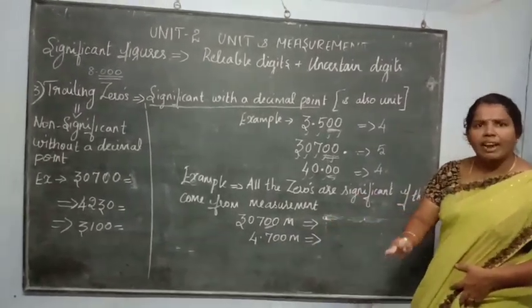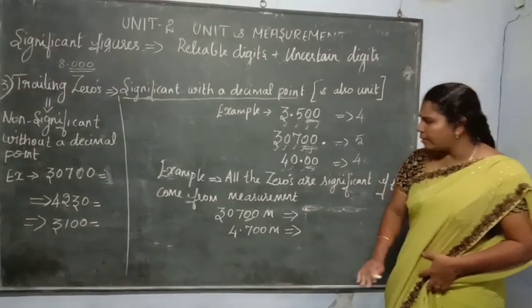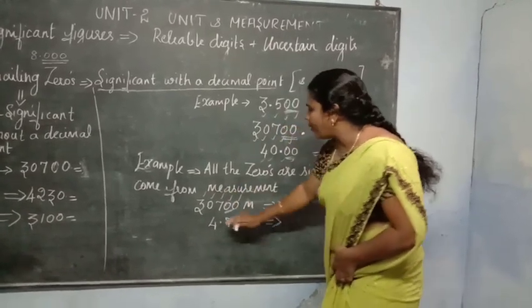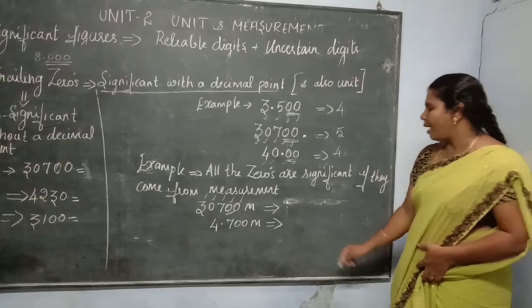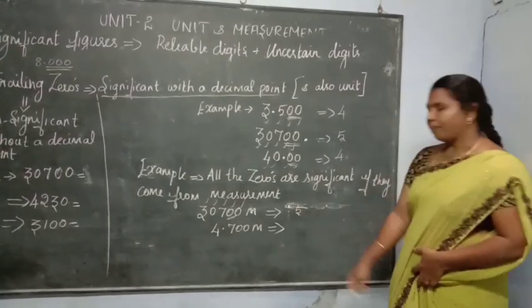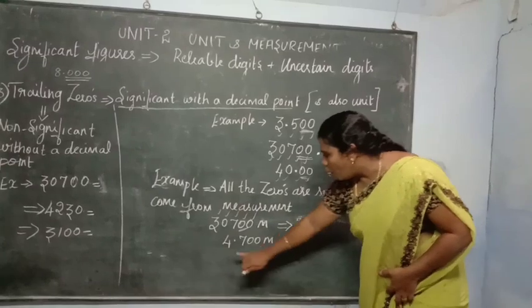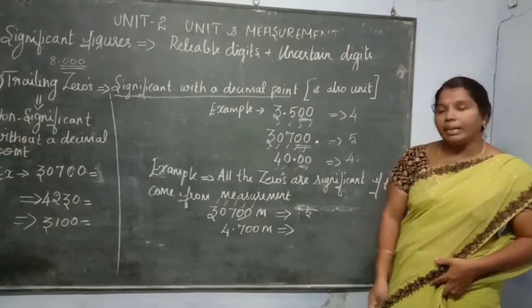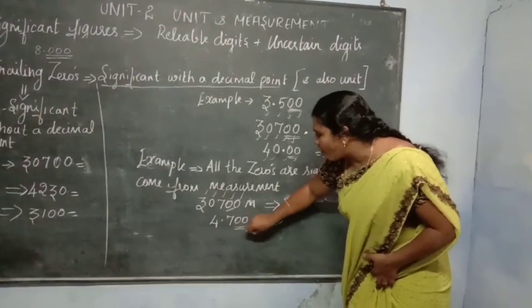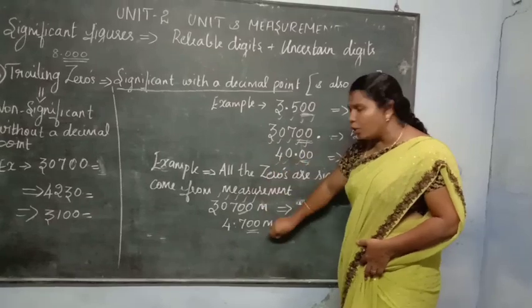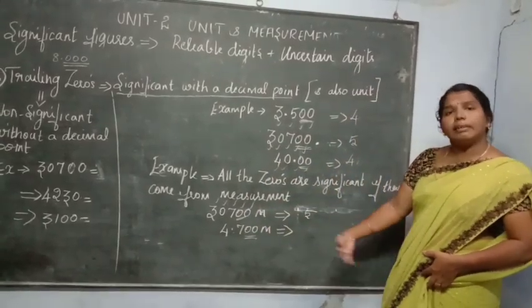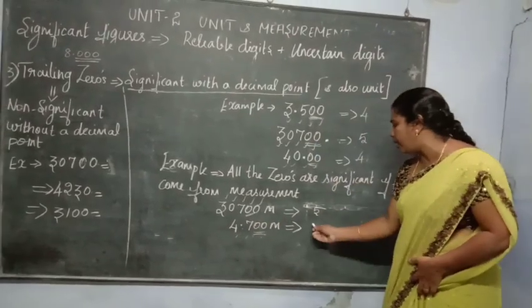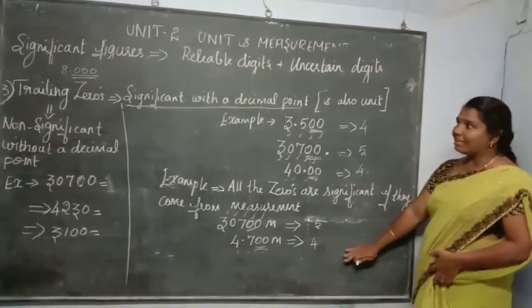If you find it is significant, what do you do next? Then count the number: 1, 2, 3, 4, 5. How many digits are in this? 5. Therefore, the significant digits are 5. Then another example, see here: 4.700 meters. Here the trailing zeros are followed by the decimal and also the unit. Therefore, it is significant. Significant means you just count the number: 1, 2, 3, 4. So how many digits are there? 4.